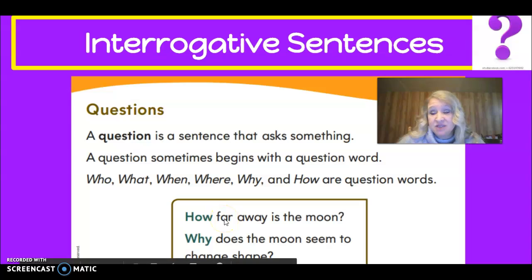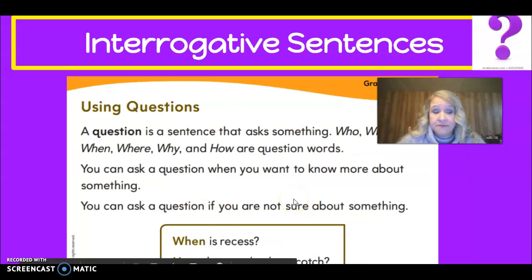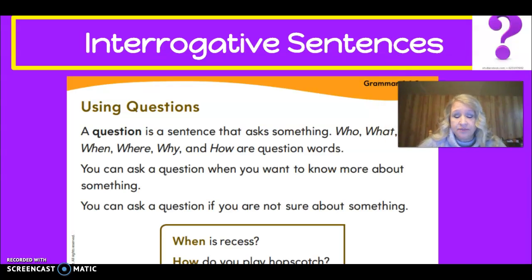It sometimes begins with a question word. Who, what, when, where, why, and how are some question words. For example, how far away is the moon? Question mark, question word. Why does the moon seem to change shape? Question word, question mark. When we use a question, we're asking something. You can ask a question when you want to know more about something or if you're not sure about something. When is recess? And how do you play hopscotch?